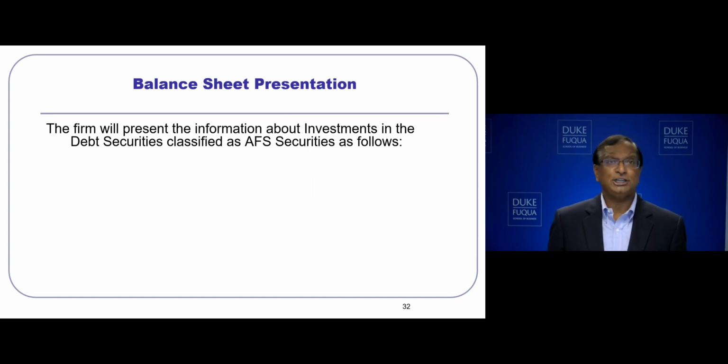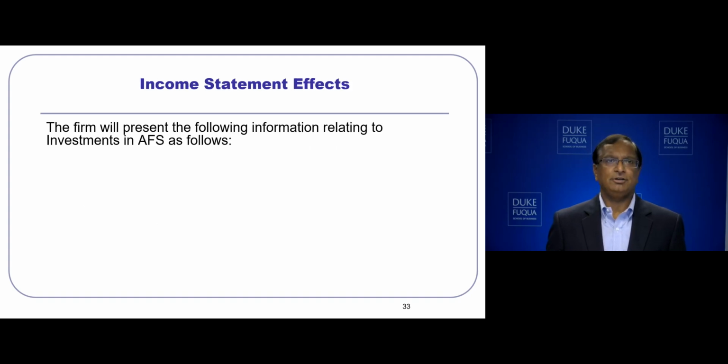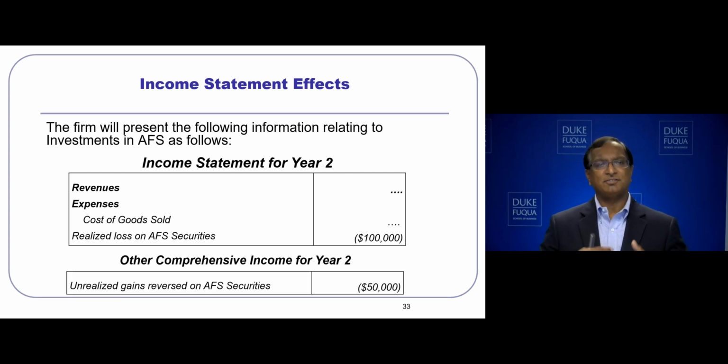Now let's look at the balance sheet effects. We know that because the asset has been sold, the investment in AFS securities will be zero at the end of year 2. And on the income statement, you will have a realized loss on AFS securities for $100,000. And at the same time, you will have a reversal of the unrealized gain from the past of negative $50,000, just to make sure that we don't double count the unrealized gains from previous times.